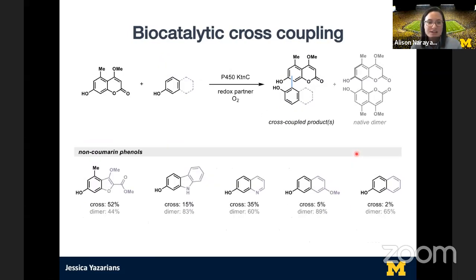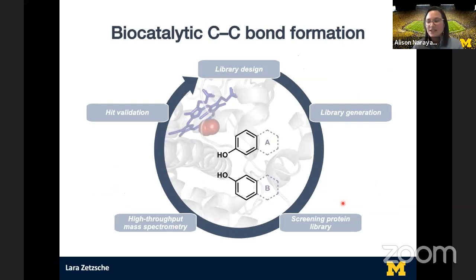Further, she started to look at coupling partners where now we can cross-couple a coumarin with another type of phenolic substrate. And as you can see, we don't always get great yields, but we are able to observe these cross-coupled products. And this is really a great starting point for a biocatalysis project. It's really having that small amount of activity, which is key, because from there we can use established methods to improve the selectivity for those products, even if they're very minor.